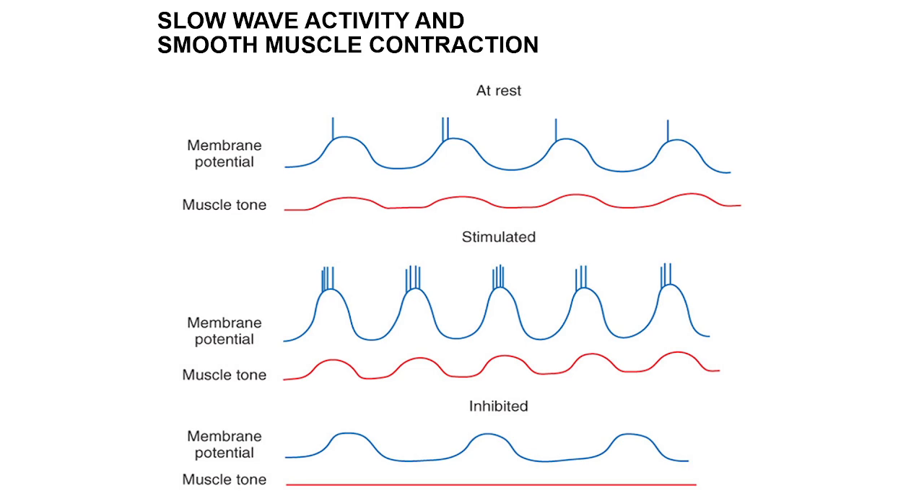The higher the frequency of action potentials, the higher the force of contractions. We remember that action potentials cannot change their magnitude, but the force of contractions is controlled by the frequency of action potentials. So the higher the frequency, the greater the force of contractions.